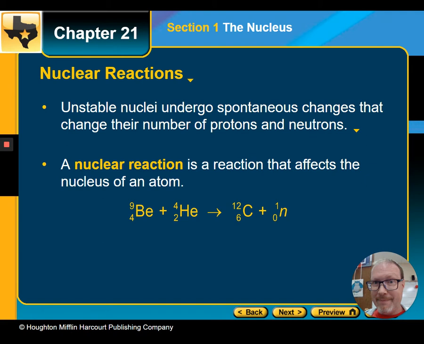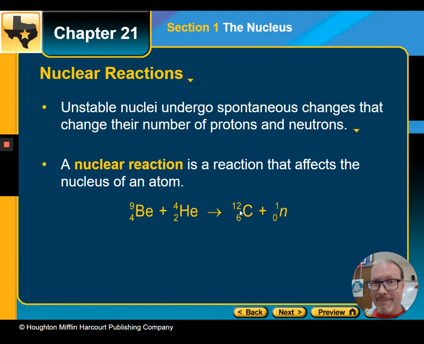So what you see here on this slide is an example of a nuclear reaction. Let's talk about what's going on. We've got a nuclide of beryllium-9. It is going to smash into a nuclide of helium-4. They're going to smack into each other. And on the other side of the equation, those two smaller nuclei are going to stick together and make an even bigger nucleus. They're going to make a nucleus of carbon-12.